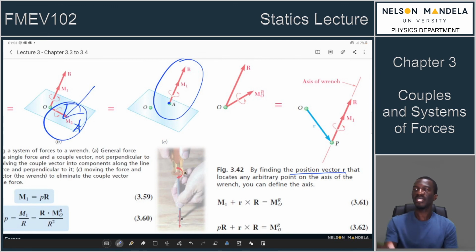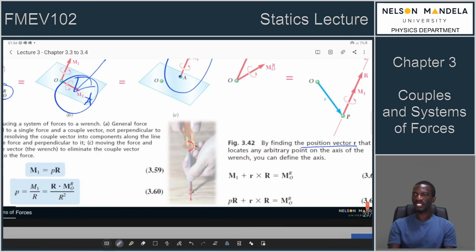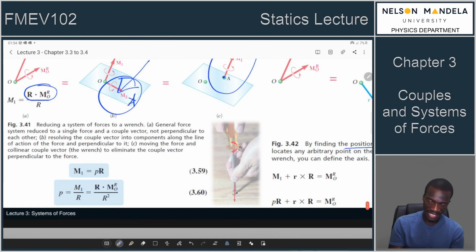So we are just defining the axis at which we have the range. Our position vector R is just telling us the point from some origin. So that's the axis of the range and its definition. And the pitch of the range is defined, so that's another property of the range.